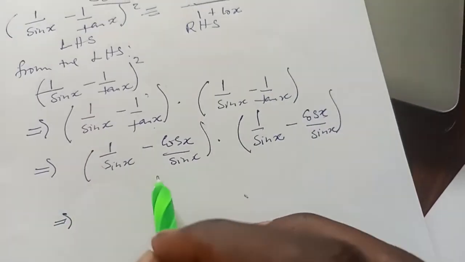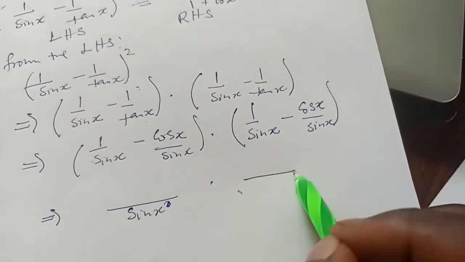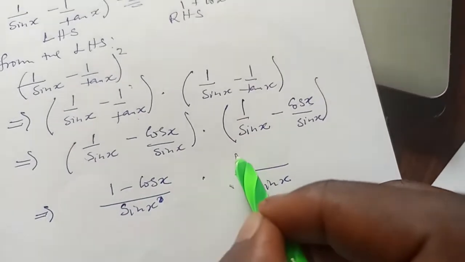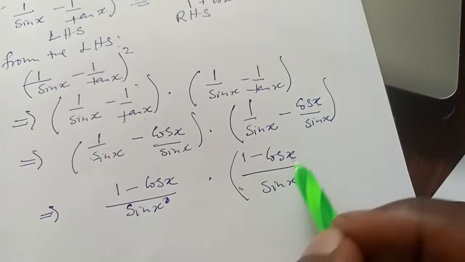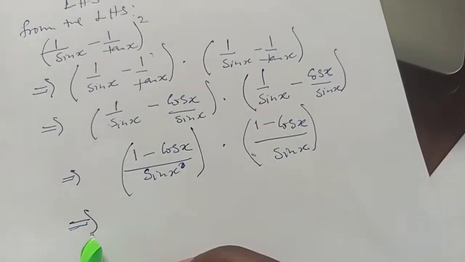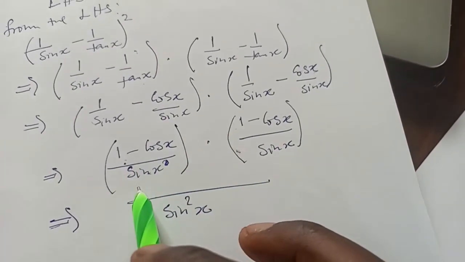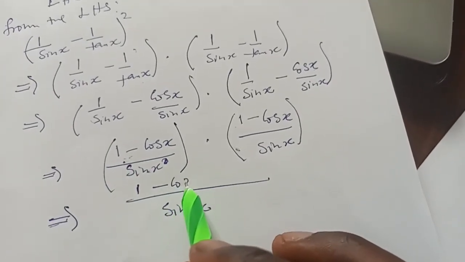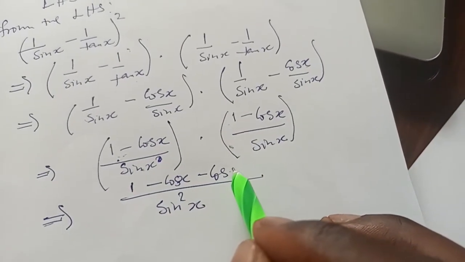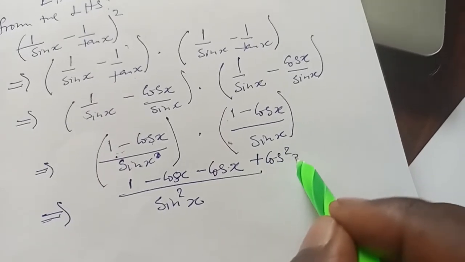What's a common denominator here? It is sin, so we have (1 − cos x) times (1 − cos x) over sin x times sin x, which is sin²x. Then in the numerator, 1 times 1 is 1, 1 times cos x is negative cos x, this times that one is negative cos x, and this times that one is positive cos²x.